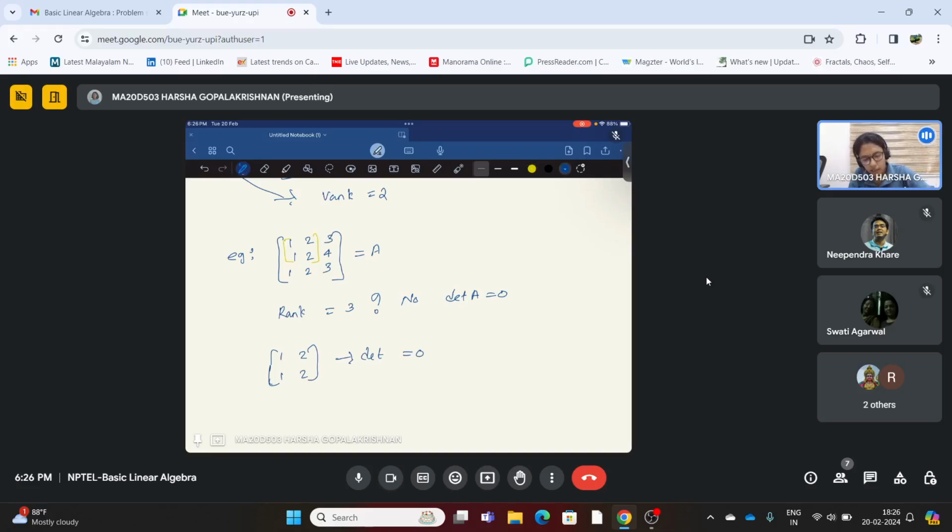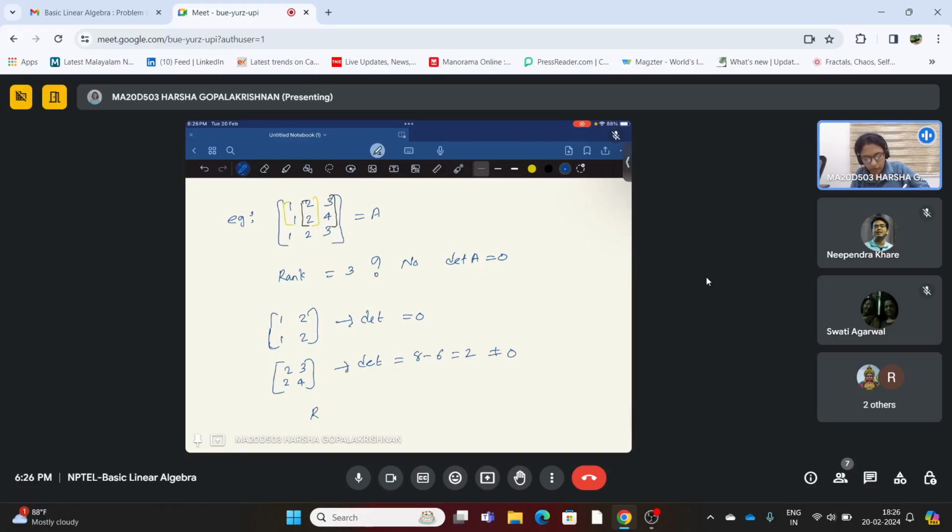For example, we need to consider this also. Now I am considering this submatrix. So what will I get? 2 3 2 4. So it has determinant 8 minus 6 equal to 2, which is non-zero. So I got at least one matrix of order 2 with non-zero determinant. So we can say rank of A is 2. That is how we find the rank.